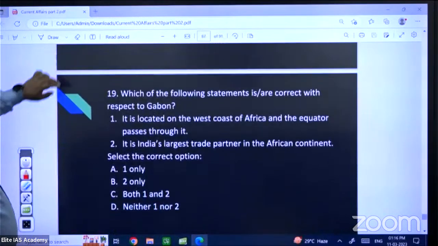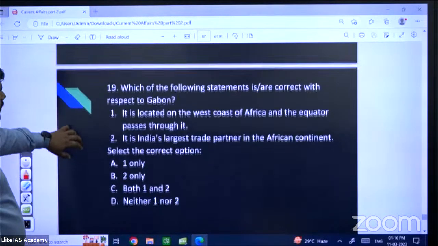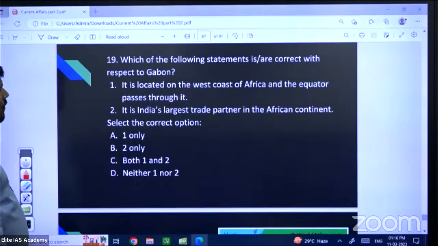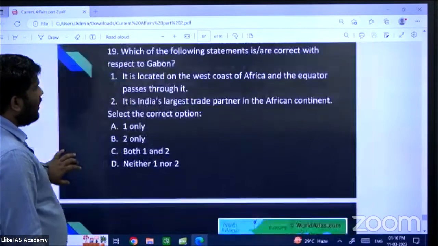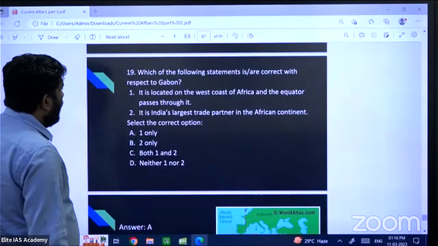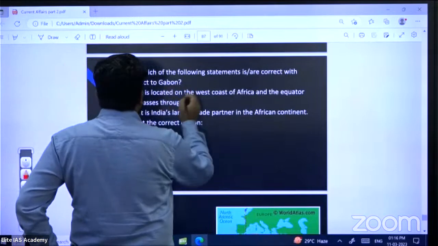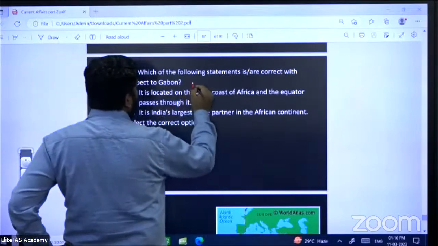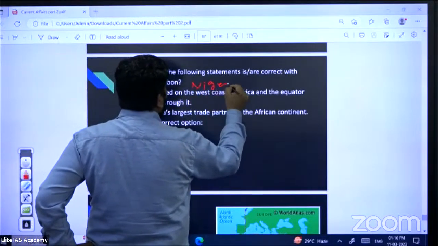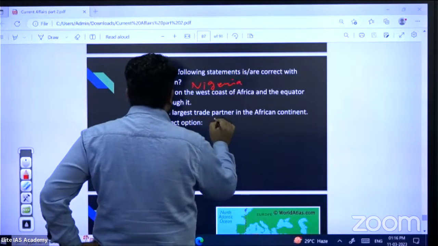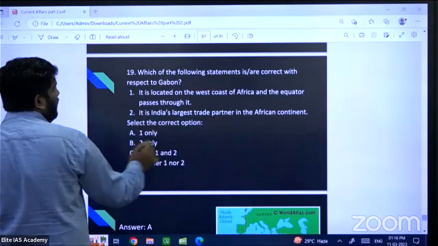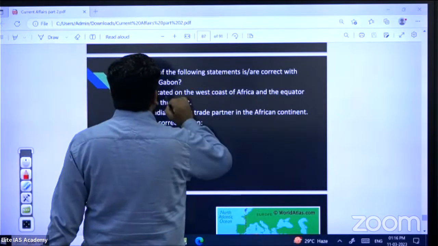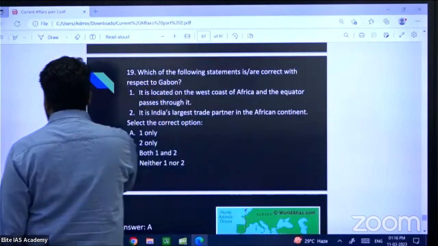Next question asked is, which of the following statements are correct with respect to Gabon? It is located on the West Coast of Africa and the equator passes through it. It is India's largest trade partner in the African continent. No, India's largest trade partner in Africa is Nigeria. So this one is wrong. The correct answer is 1 only. This was a CT, Gabon was in the news.